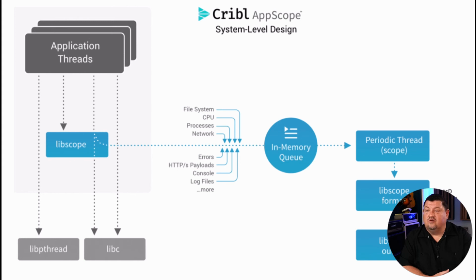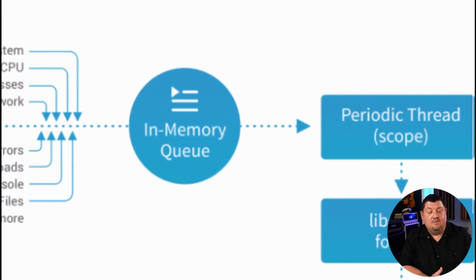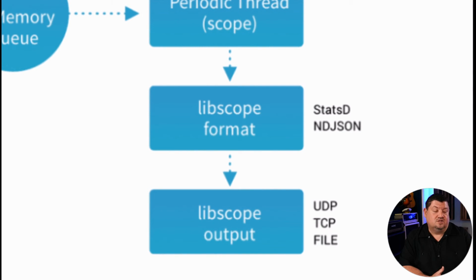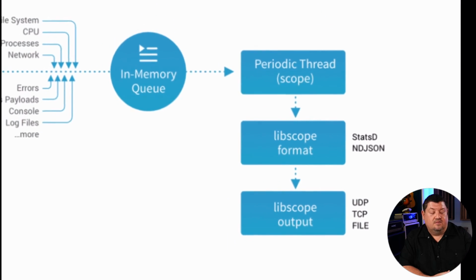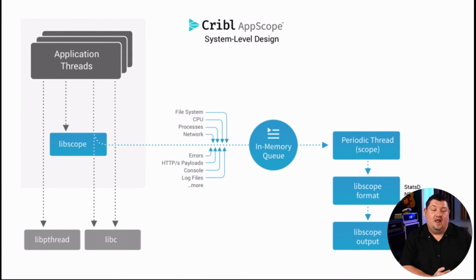And as you can see, you've got these applications that they're hooking into, and look what this talks about. It's grabbing file system information, CPU information, process information, network information, and other types of, I guess, data points, putting them in memory, and then periodically, based on the scope that you set, it sends it into the StatsD or this particular JSON format, and then outputs them through UDP, TCP, or through the file system. So that's at a high level how this thing works.